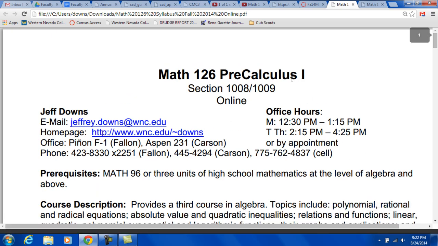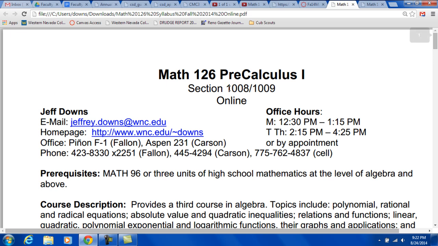So this is Math 126, which is Pre-Calculus 1. We're looking at section 1008/1009. My name is Jeff Downs. Email address is jeffrey.downs@wnc.edu. My home page is www.wnc.edu/tilde-downs. However, all the information that's there is really inside of Canvas, so you're not missing too much if you don't go there.